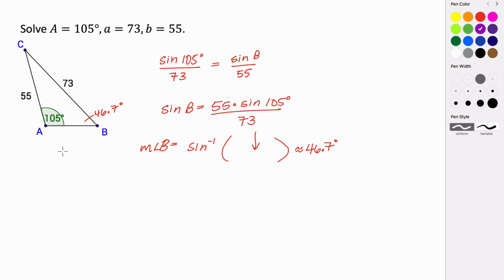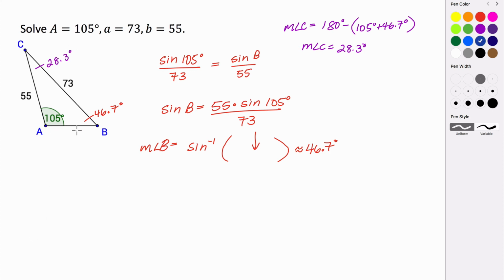Now let's find the measure of angle C. So we can find the measure of angle C by taking the sum of 105 and 46.7 and subtracting that sum from 180 degrees. So the measure of angle C is equal to 180 minus the sum of our other two angles, 105 plus 46.7. And that gives us that the measure of angle C is 28.3 degrees. So this is 28.3 degrees.